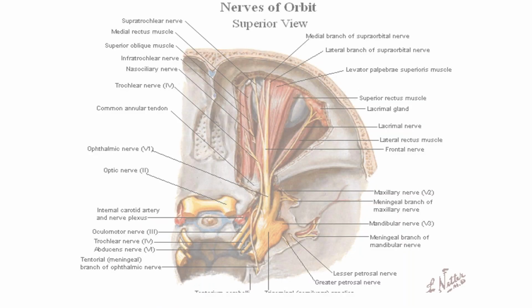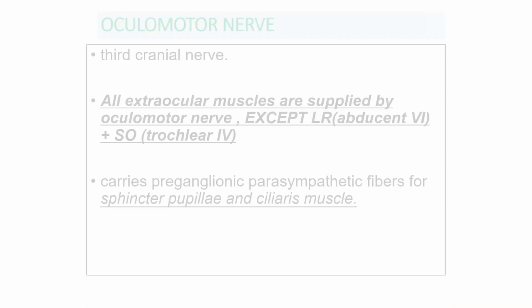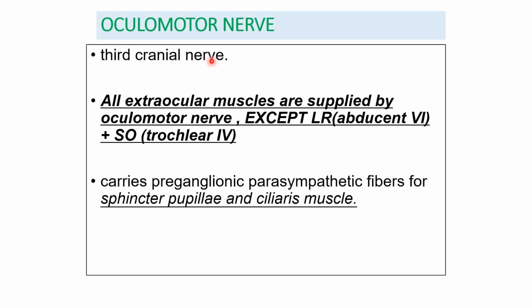Again, the other view. Now coming on to the cranial nerves on the brainstem. In this we already discussed. So we'll start with the oculomotor nerve, which is a very important nerve supplying the major part of the extraocular muscles except the superior oblique and the lateral rectus. All the rest are supplied by the oculomotor nerve, which is the third cranial nerve. And remember, the lateral rectus is supplied by the abducent nerve, and the superior oblique is supplied by the trochlear nerve. Every other extraocular muscle is supplied by the oculomotor.